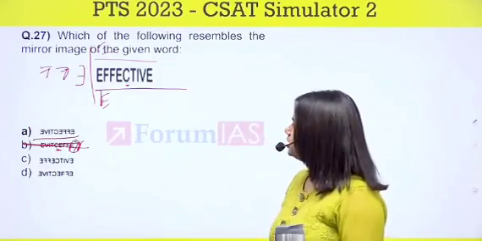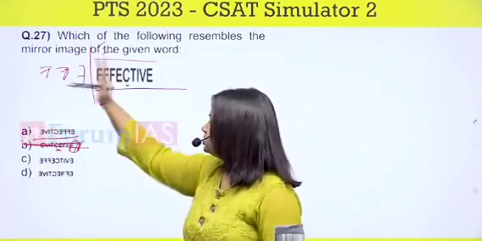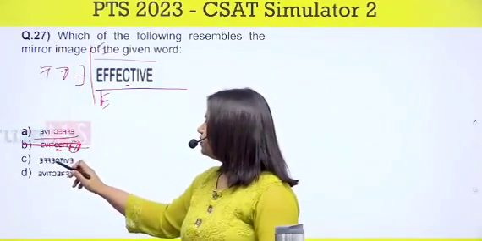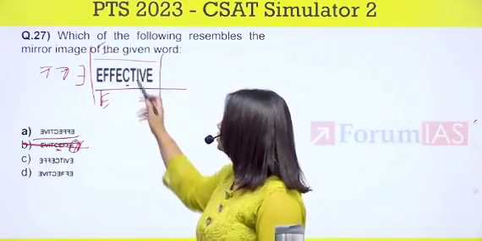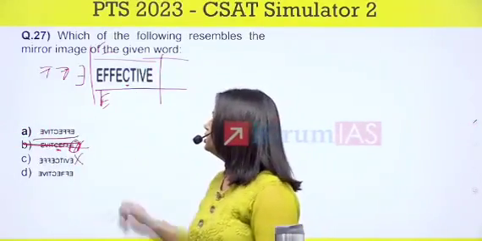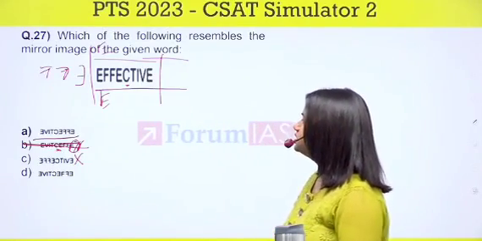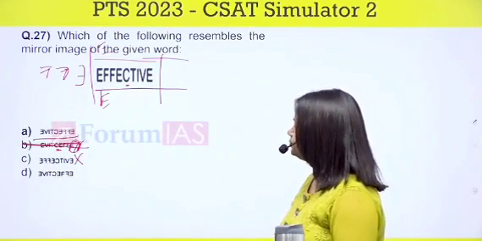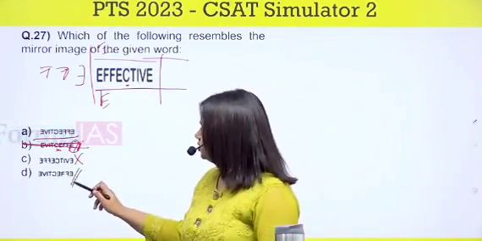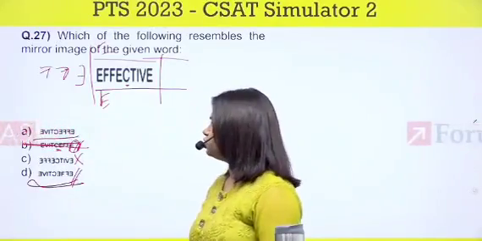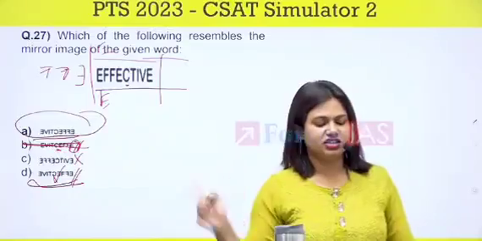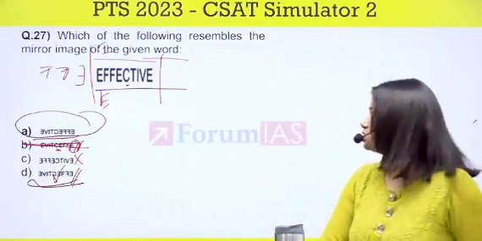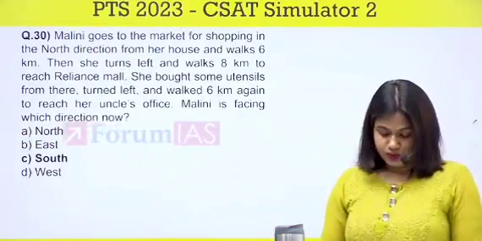Then look at option C. Again, I am putting this mirror here. E, F, F, E, C, D, I, V, E. If this is happening, where am I putting the mirror? I cannot identify. That's why this one is wrong. This is a double mirror image, right? Then, here the spelling itself has changed. So this cannot be the answer. The correct answer is only option A. At least this question I don't want you to get wrong. It is just visual. Then question 30.